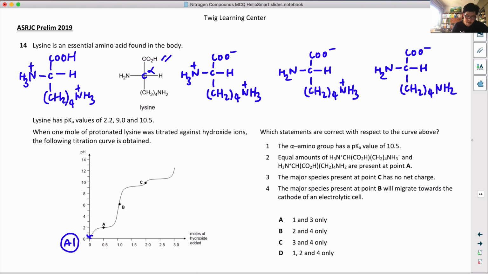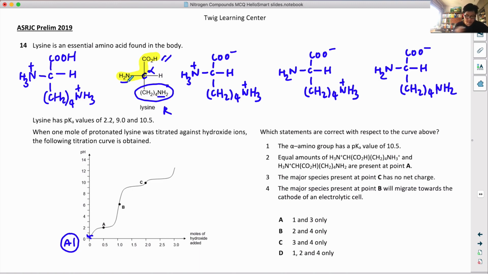I'm just going to say that this is the main chain of the amino acid, and this is the side chain. Normally we write it as the R group. So this is the amino group, but it's on the side chain, and this amino group is on the main chain. All right, so let's run through.